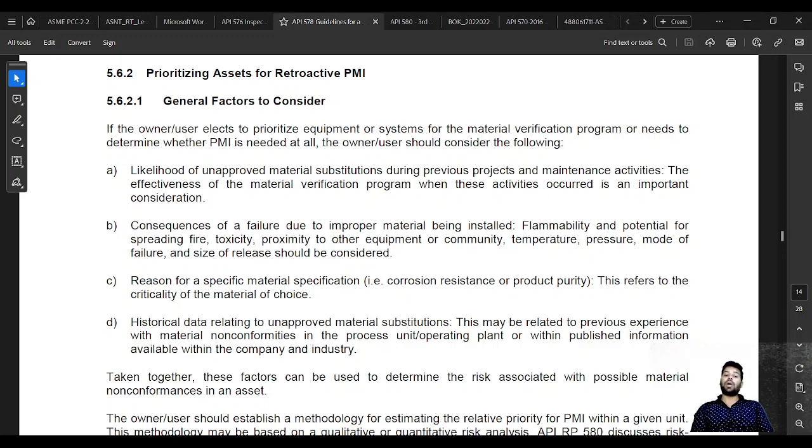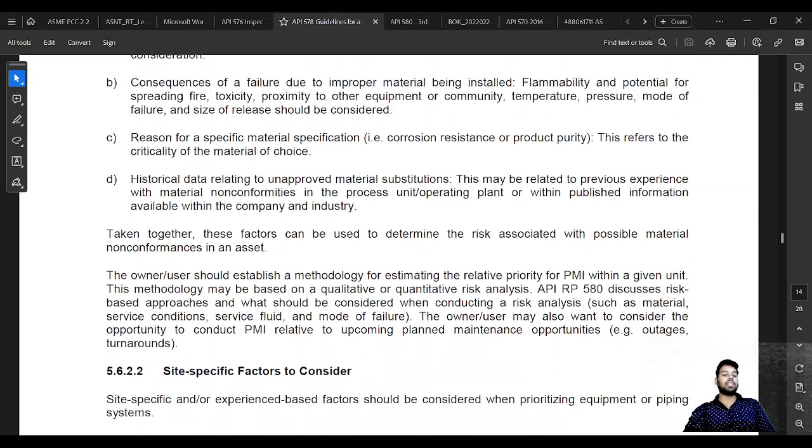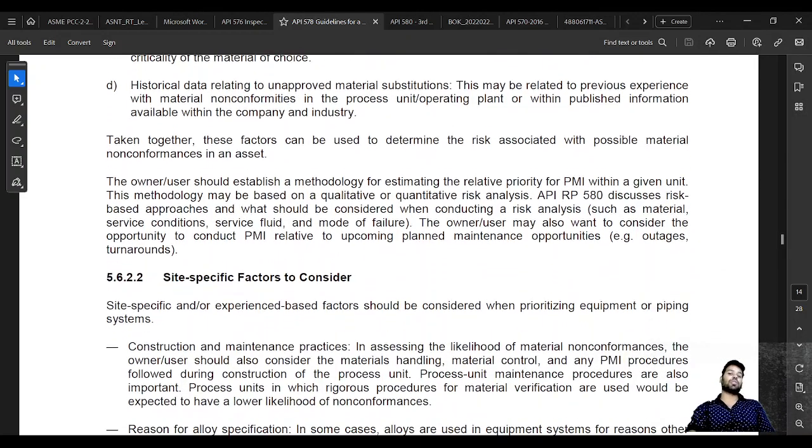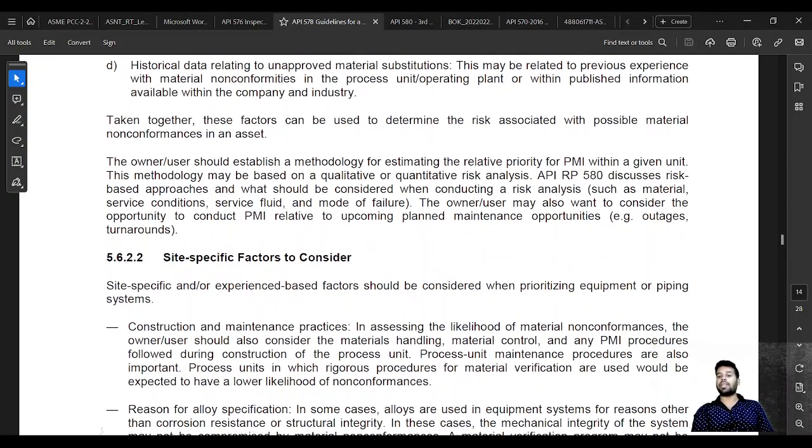Historical data relating to unapproved material substitution: this may be related to previous experience with material non-conformities in the process unit, operating plant, or within the published information available in the company and industry. Taken together, these factors can be used to determine the risk associated with possible material non-conformances in an asset.